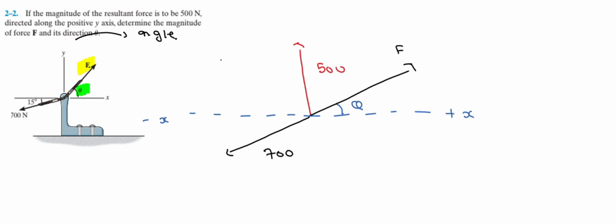So first of all, you have to join these vectors. Let's suppose 700 Newton is your first vector and F is your second vector, so you have to put the tail of the second vector on the head of the first vector like this. This is F.